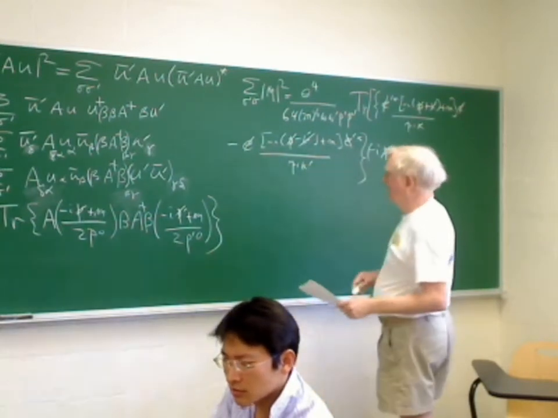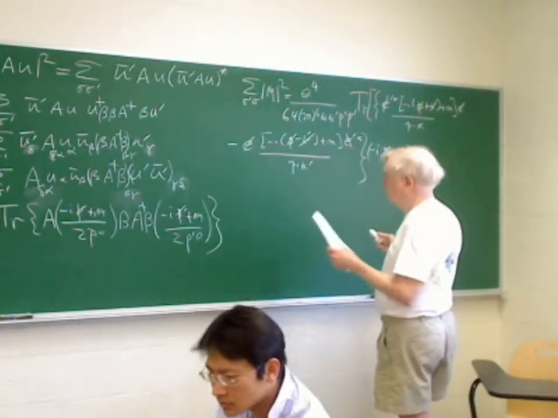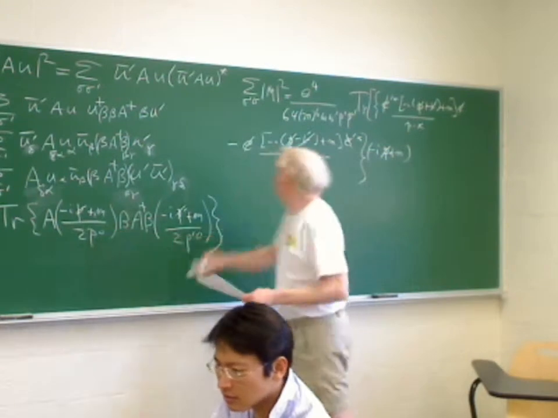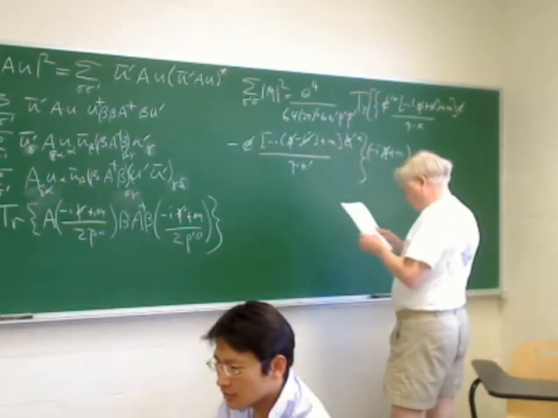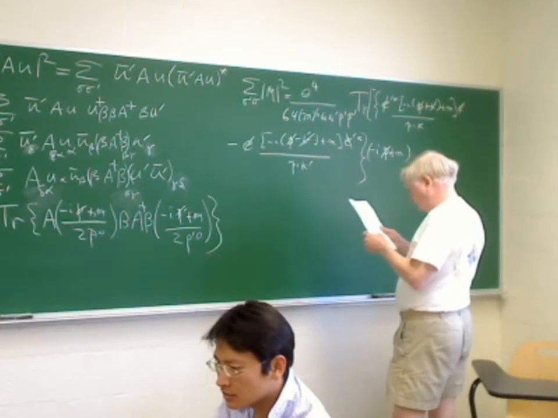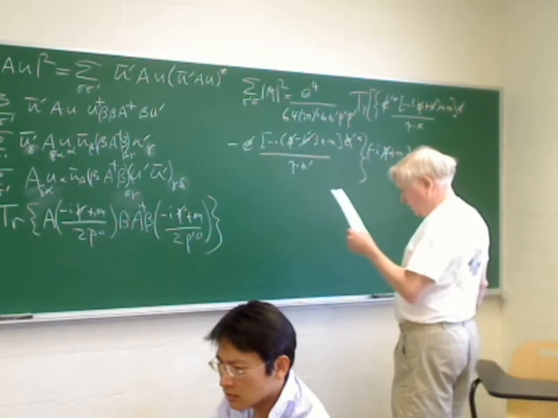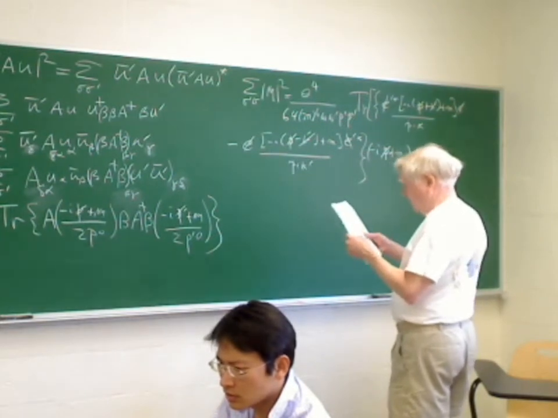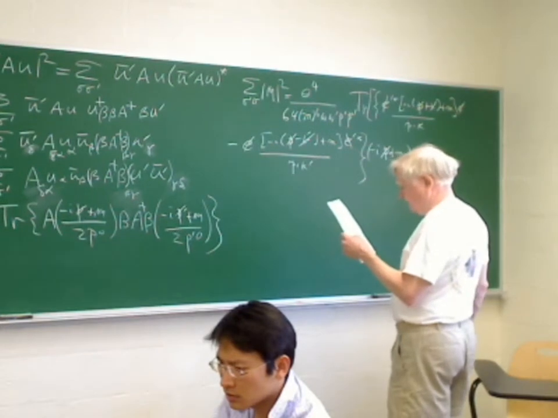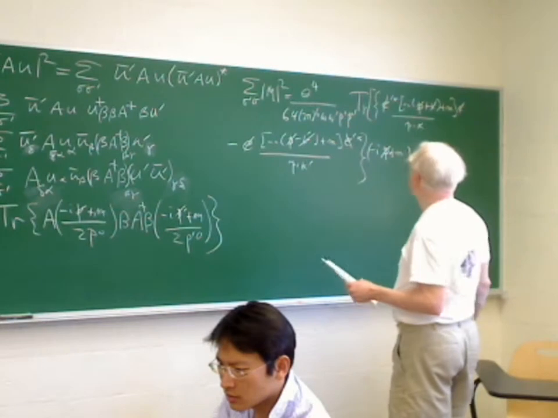I don't know what that is. Anyway, we factored out the 2P0. That's come out to the front here. And then, what I don't see is what has happened to the... Oh, okay, I need to tell you what happens to the betas, to the beta A dagger beta.